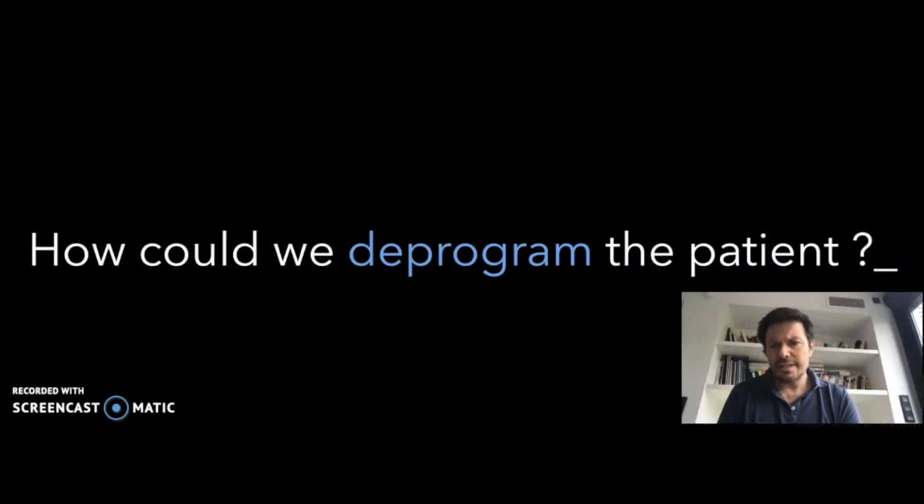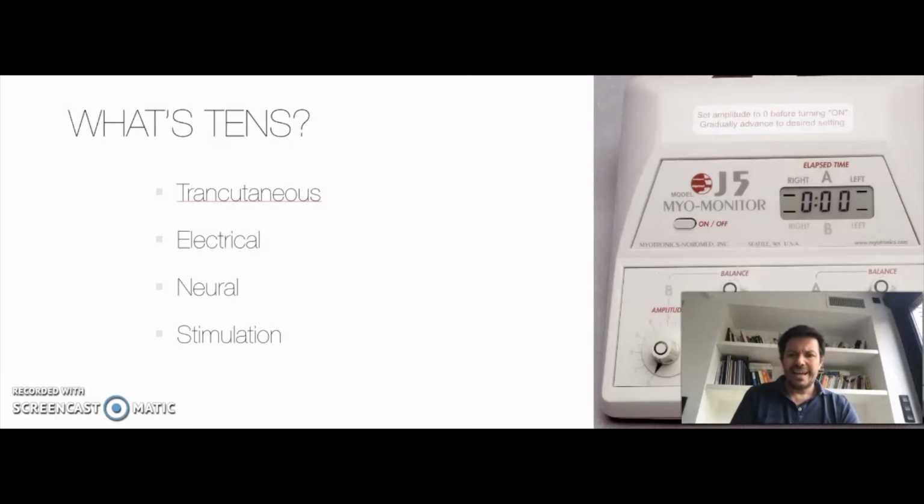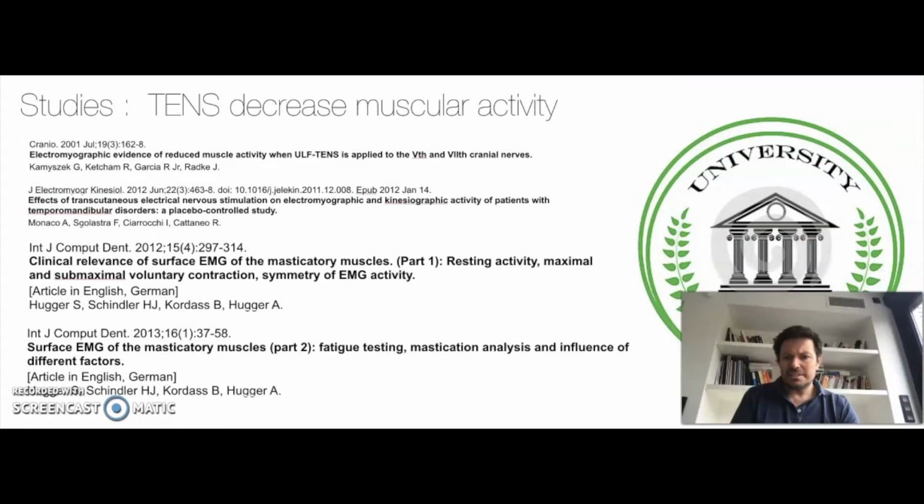The next question is, how could we deprogram the patient? I use this machine, a TENS. A TENS machine means transcutaneous electrical neurostimulation. This is not a new machine. You can find studies about the actions of the TENS, and I think today more than 150 universities use the TENS.